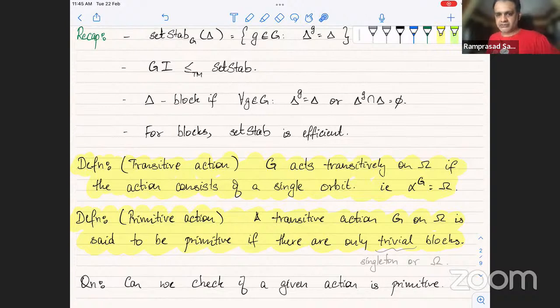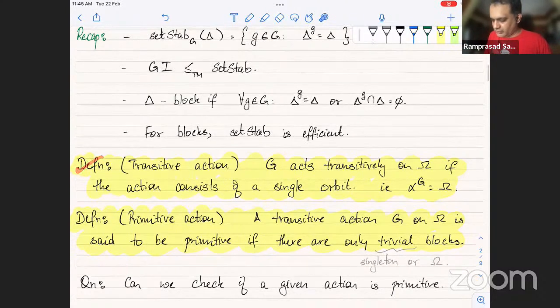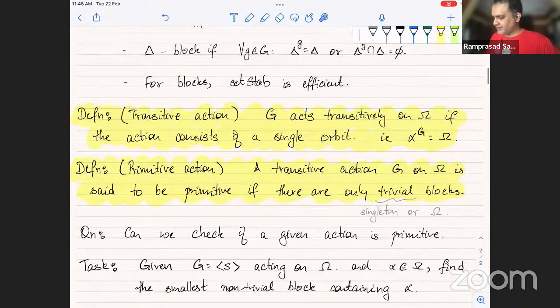Okay. So one thing, of course, we can check if the action is transitive, which is that you just compute the orbit of one element and see if it is equal to all of omega or not. Okay. So transitive, we know how to do. Now the next question is, can I find out if the action is primitive? So formally speaking, this is the task. Okay, let's just say that I have a group G given by a bunch of generators that acts on some set of stickers omega, and alpha, let's say, is one such sticker.